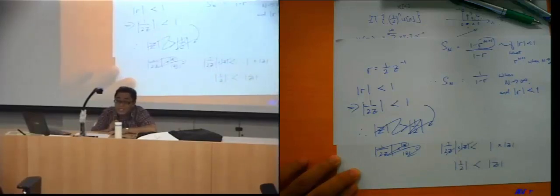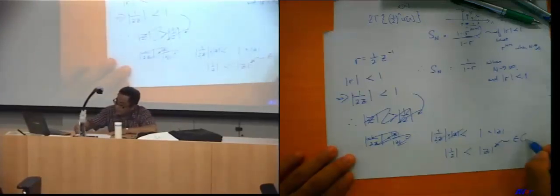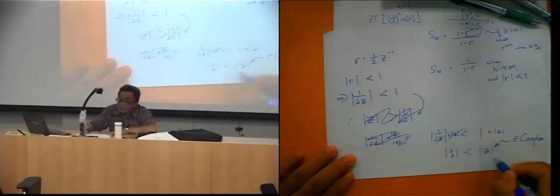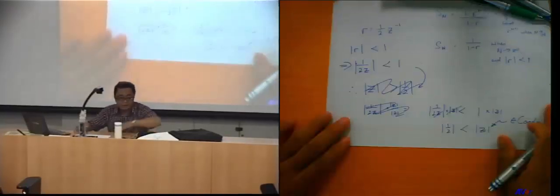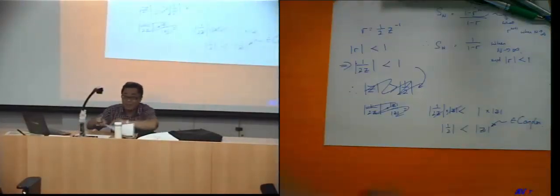Agree? What does the absolute value of Z mean? What is Z again? Z is a complex number. What does the absolute value of Z mean? The length of a complex number.